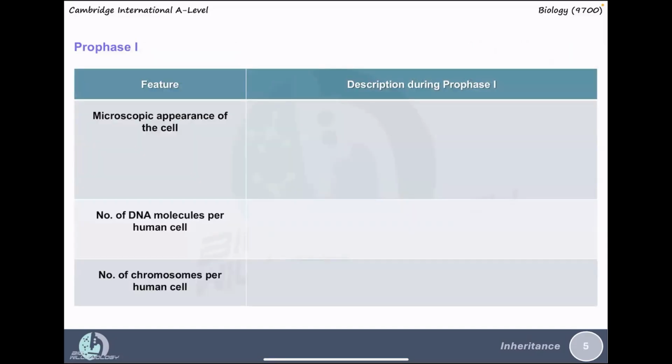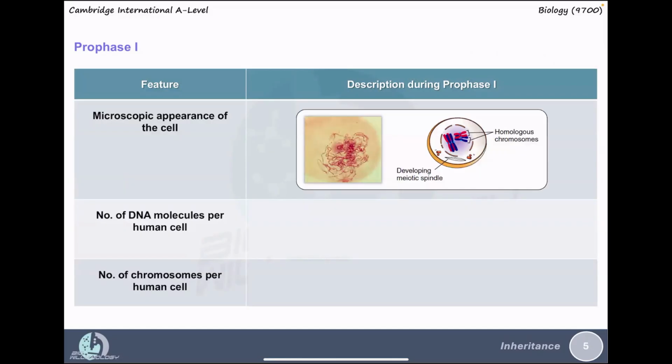Let us look at prophase 1. The cells in prophase 1 show features of condensation of chromatin to form chromosomes. The nuclear envelope disintegrates, and you can see that a pair of centrioles move to the opposite poles, and when they move to the opposite poles, they organize the spindle microtubules to form the spindle. And due to the condensation of chromatin, the nucleolus disappears.